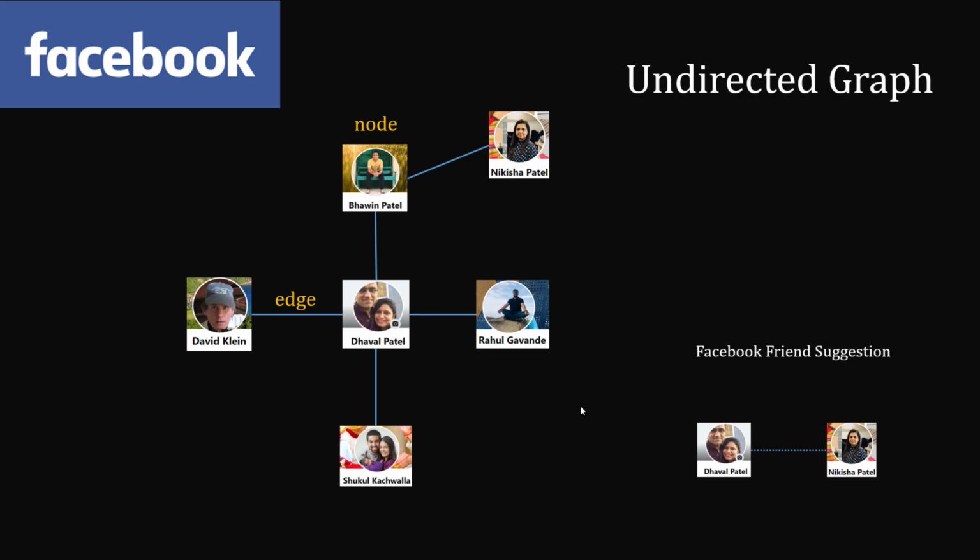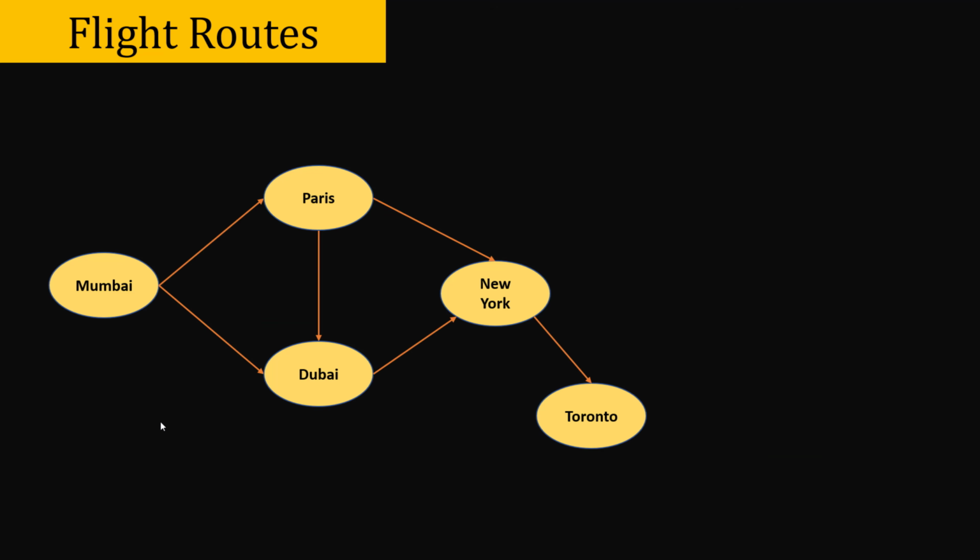One of the utility of graph data structure is Facebook's friend suggestion. So Bhavin is my friend, but Bhavin has some connection, let's say Nikisha. It is likely that Nikisha can be my friend. Hence Facebook will suggest Nikisha as my friend suggestion. This is one of the utility of graph.